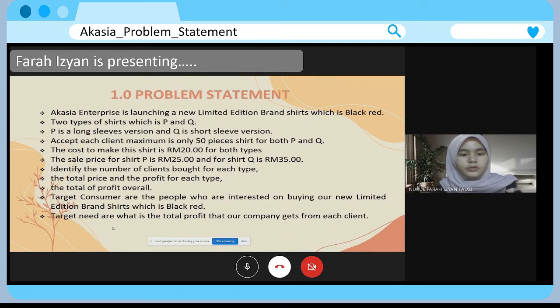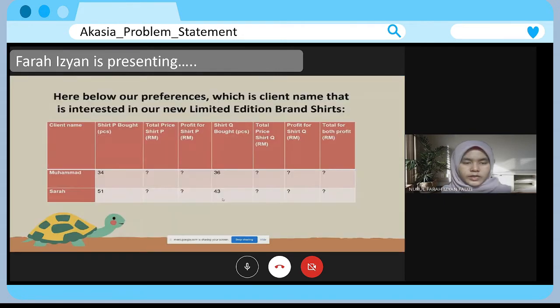Our target consumer are the people who are interested on buying our new limited edition brand shirts, which is black red. And also our target need what is the total profit that our company gets from each client. And next, as we can see here, this is our preference, which is a client's name that is interested in our new limited edition brand shirts.